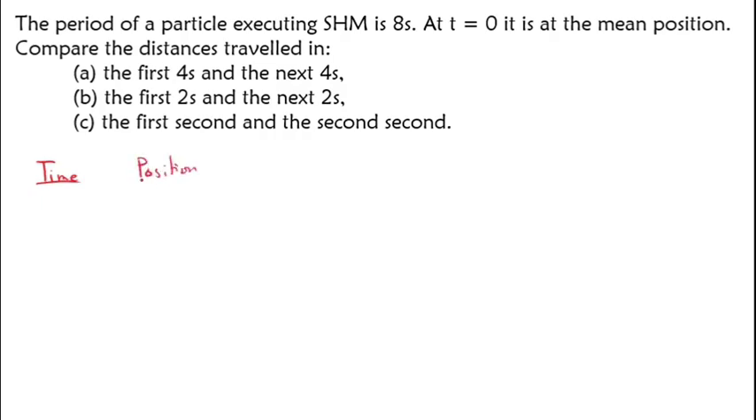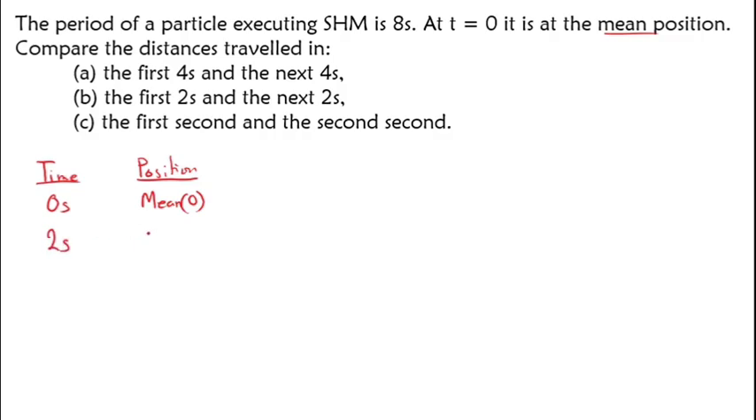Now remember, simple harmonic motion is the back and forth kind of motion. So at time t = 0 seconds, like we said, it's at the mean position, and the distance or position there is 0. Then, since the period is 8, it should take 8 seconds to come back to that position.